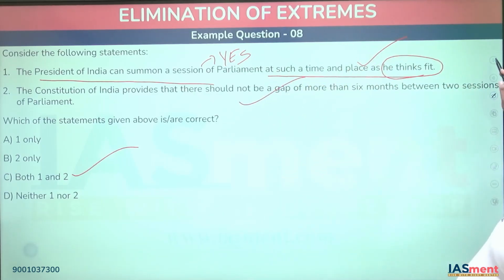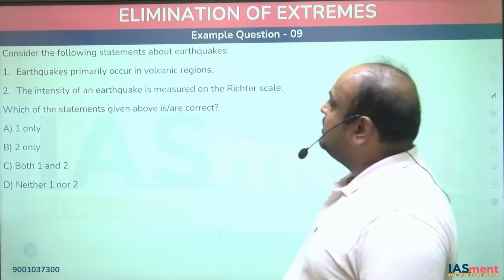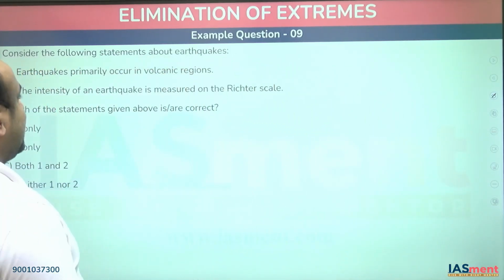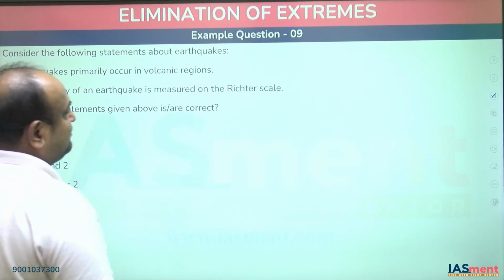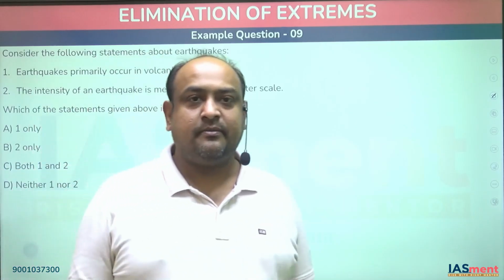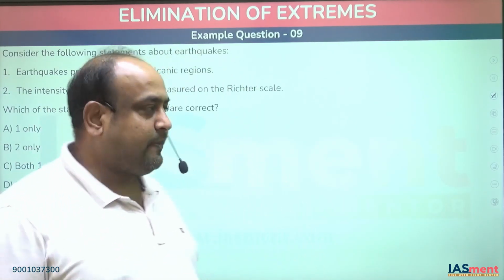Knowledge based question. Earthquakes primarily occur in volcanic regions. Intensity of an earthquake is measured on Richter scale. This question is a tricky question. Tricky in what way? See.